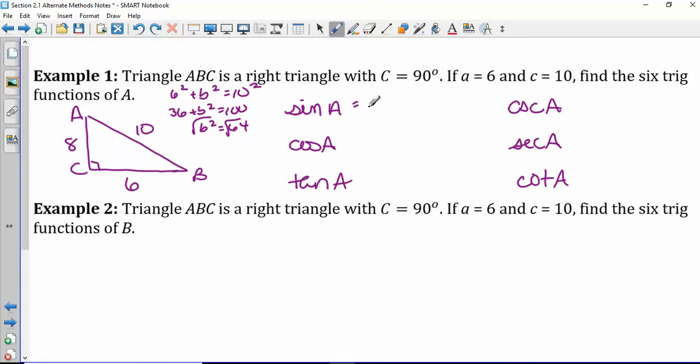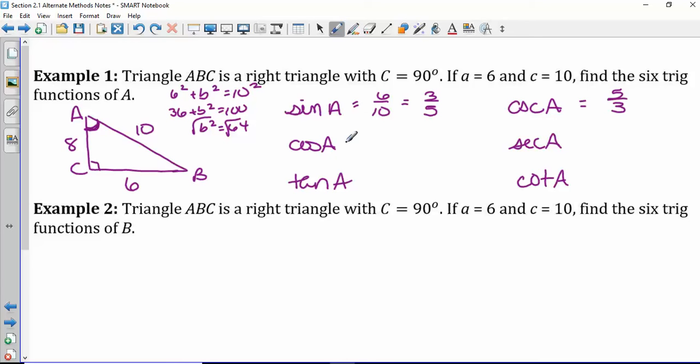Alright, so what would be the sine of A? So we are viewing from angle A. So the opposite side is 6, hypotenuse 10. I do not want decimals, but I do want them in lowest terms. So 6/10 reduces to 3/5. And then we automatically know that cosecant is 5/3.